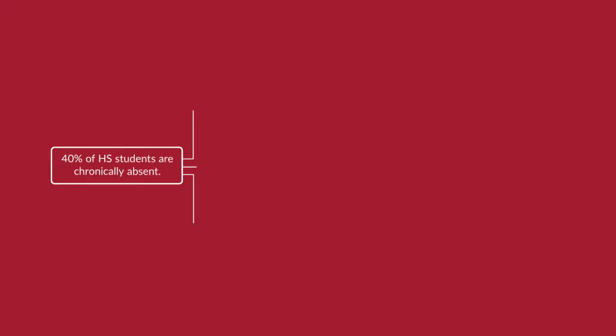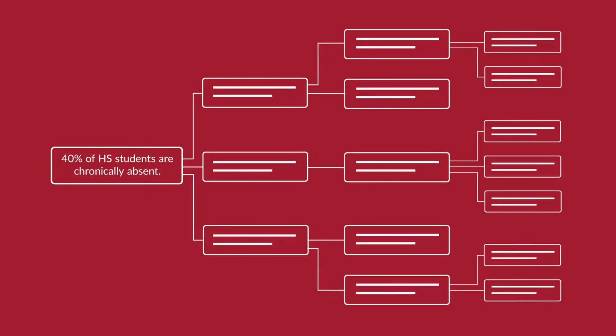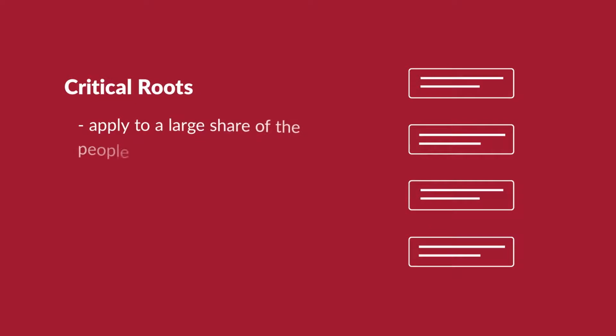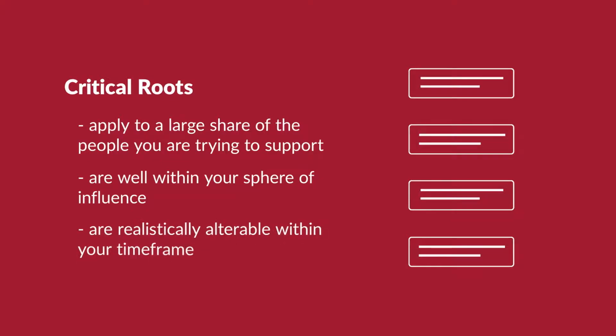Once you've explored the root causes of your problem, the next step will be identifying what we call critical roots, or the roots that offer the most leverage for addressing your problem of practice. You'll look for the ones that apply to a large share of the people you are trying to support, like students, families, and teachers, are well within your sphere of influence, and are realistically alterable within your time frame.